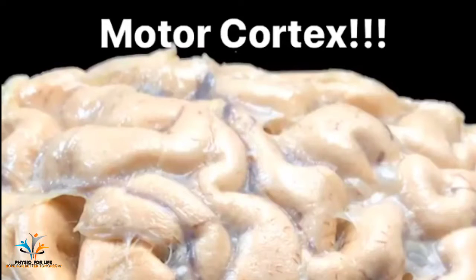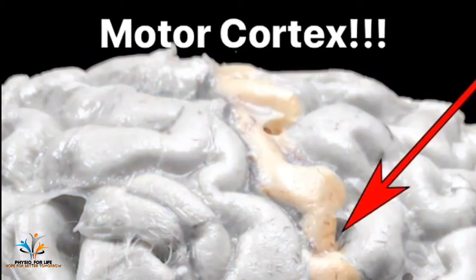Take a look at this real human brain, and specifically what we have highlighted here, which is the motor cortex. This is where you initiate voluntary movements like skeletal muscle activity. So when you get up and do a dance reel for Instagram Reels, this is where it starts.